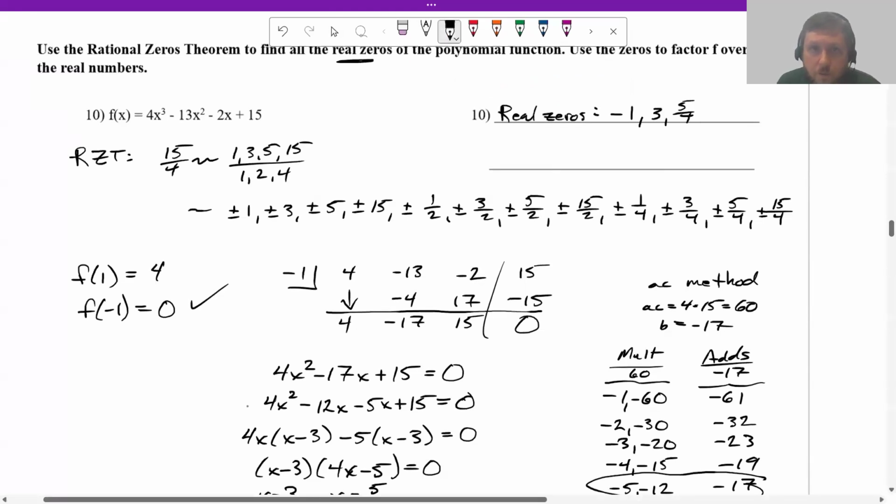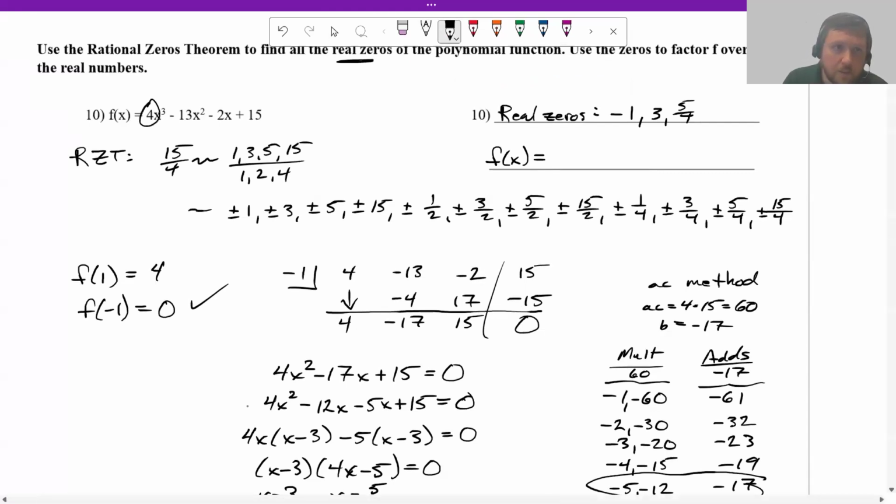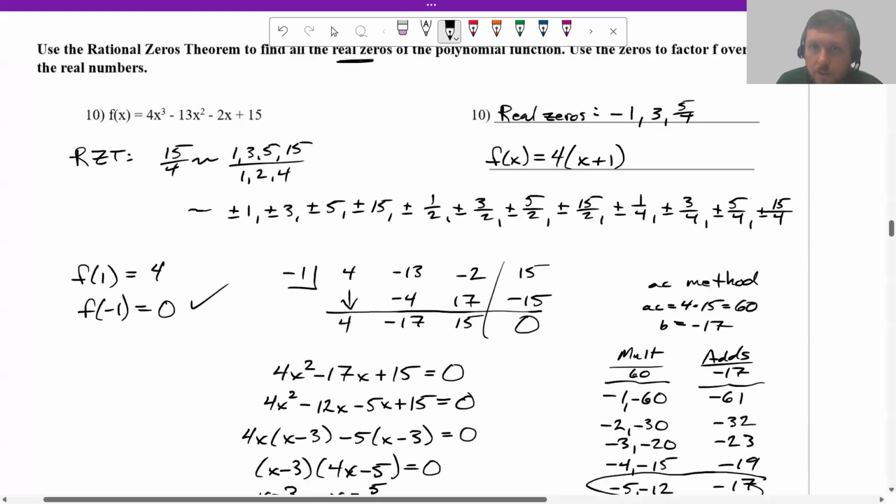Now, if I want to factor this, look at your leading coefficient and just grab that. So the leading coefficient was 4. So just put a 4 up front. And then x minus -1. So that's x plus 1, x minus 3, and x minus 5/4. And that's it.